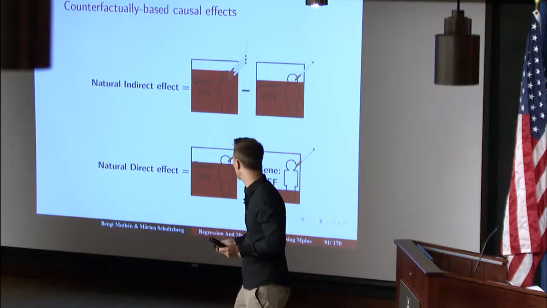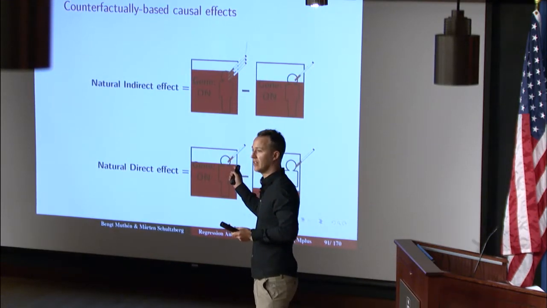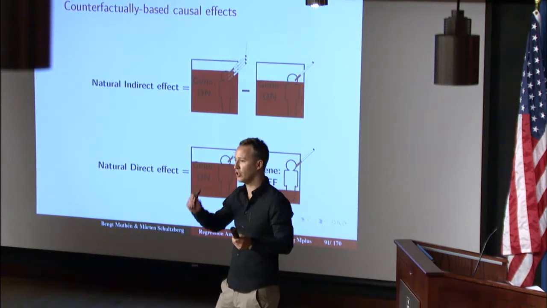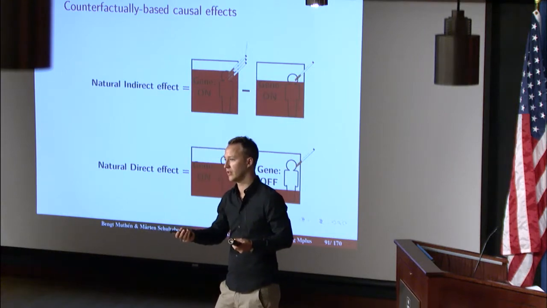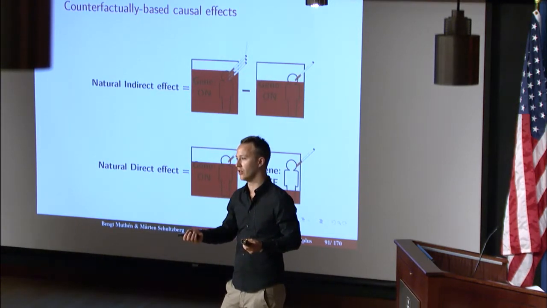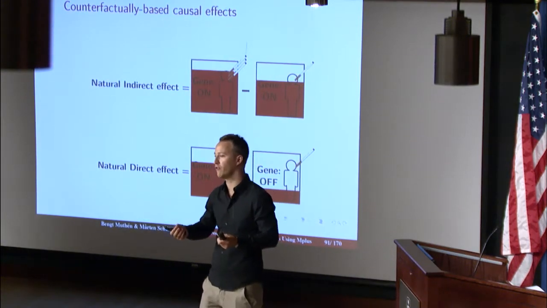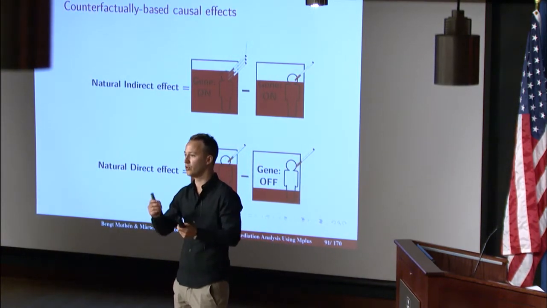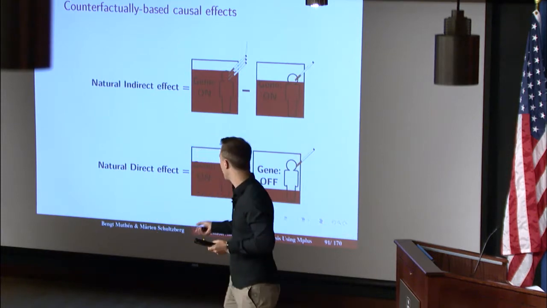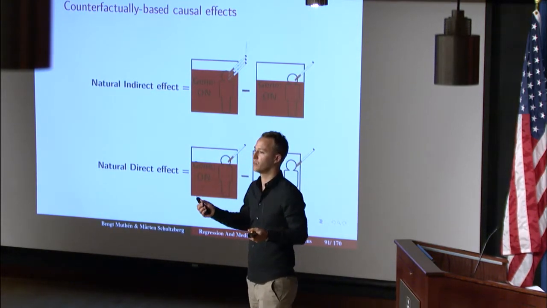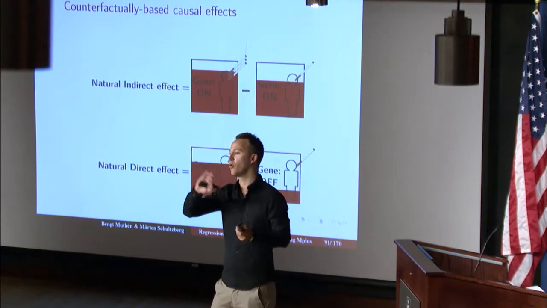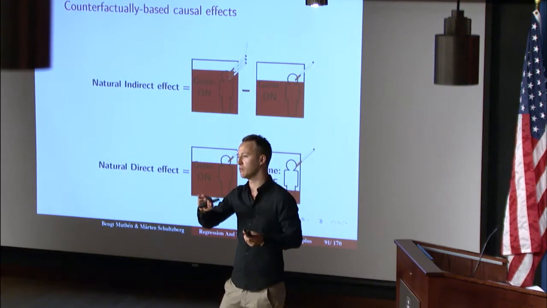So it affects it in two ways. The indirect effect is the effect that you would have because you smoke more if you have the gene. So how much would the risk increase if you were smoking due to the fact that you have the gene? And the direct effect is when you don't look at that effect of smoking. You don't want to take the effect of smoking into account.